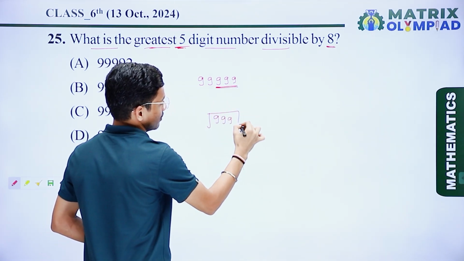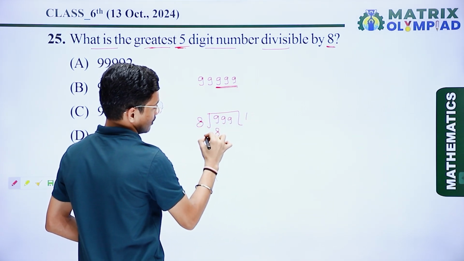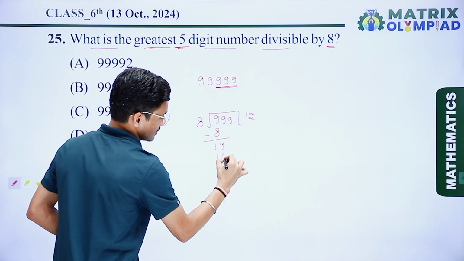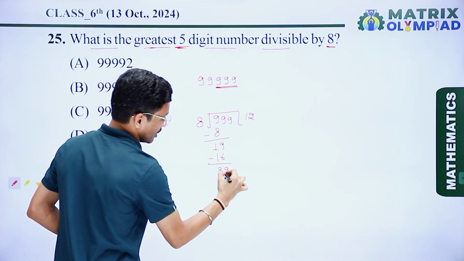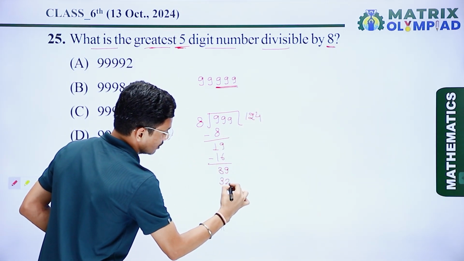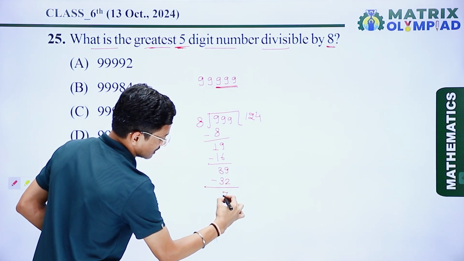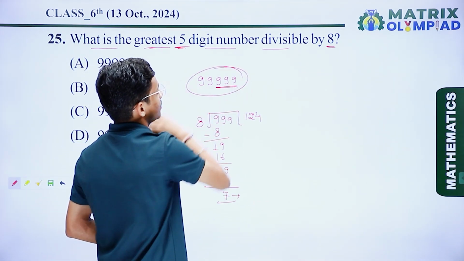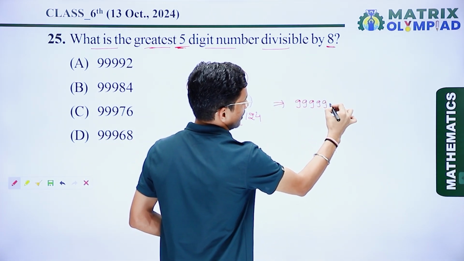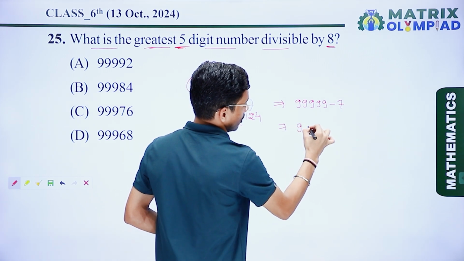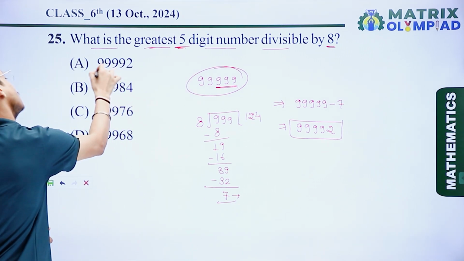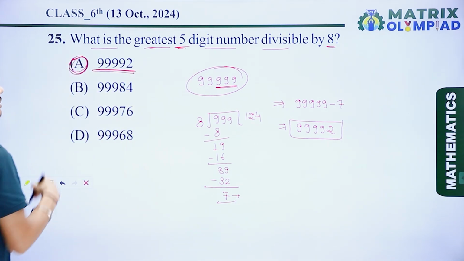Now if I divide this with 8, here I get 1, 8 1s are 8, carry 1, subtract 1, here I put 9, 8 2s are 16, if I subtract 1, then here I get 3 and here 9. So 8 1s are 8, 8 2s are 16, 8 3s are 24, 8 4s are 32. If I subtract here, I get 7. So the remainder is 7, it means we have to subtract 7 from this number. So here I get 9, 9, 9, 9, 9 minus 7. So here I get the greatest number which is completely divisible by 8, that is 99992. So 9992, option number A is the correct answer over here.